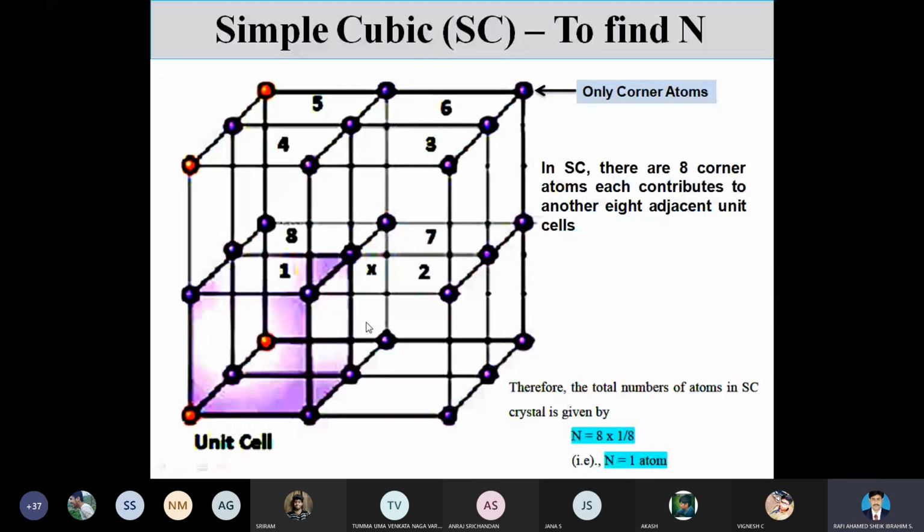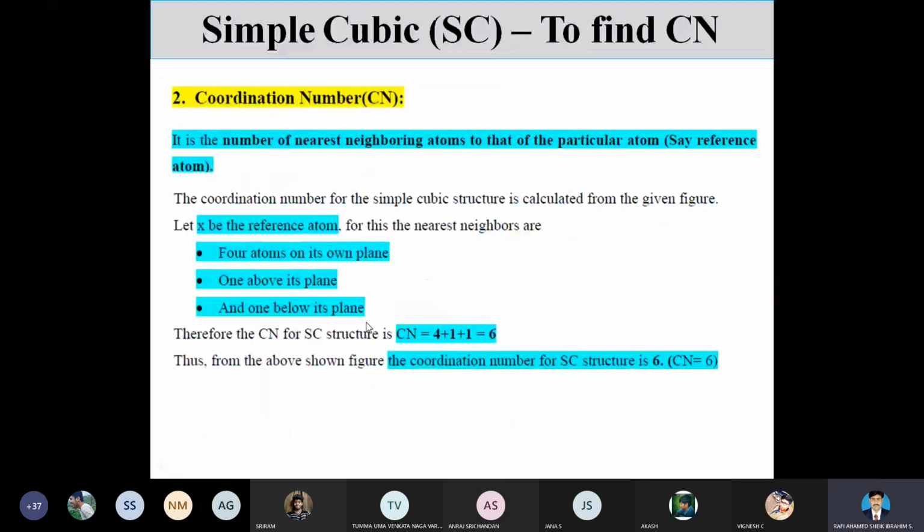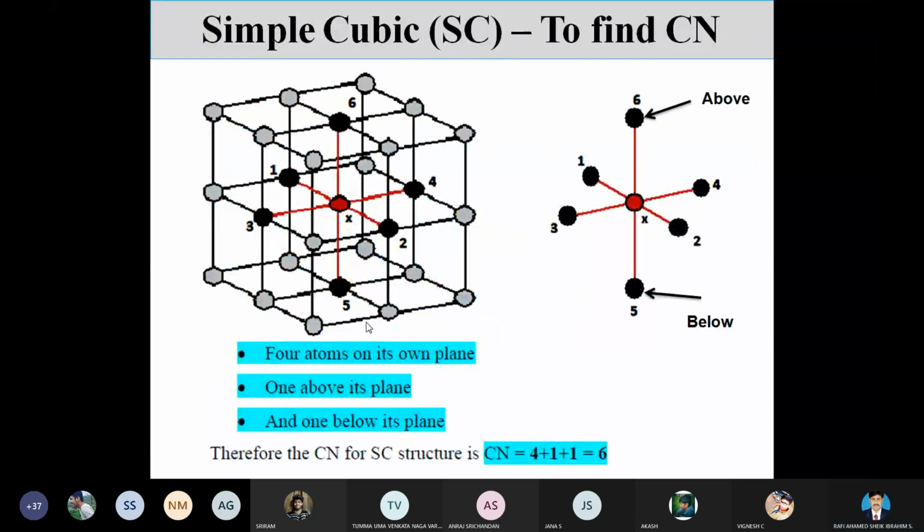The second parameter is coordination number. Number of nearest neighboring atoms to the particular atom. From the structure, I have taken that red atom as a reference. It's also a corner atom. For this corner atom, we have 4 nearest neighbor atoms on its own plane, 1 atom below the plane, and 1 atom just above the plane. That only we have shown here separately. So the coordination number is 6. 4 plus 1 plus 1.